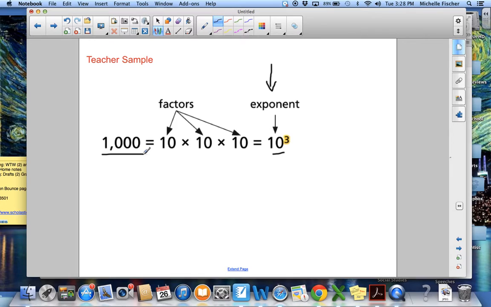Have you guys noticed a pattern here at all? I want you to type in what you think the pattern might be that we see. Click Next when you're finished.